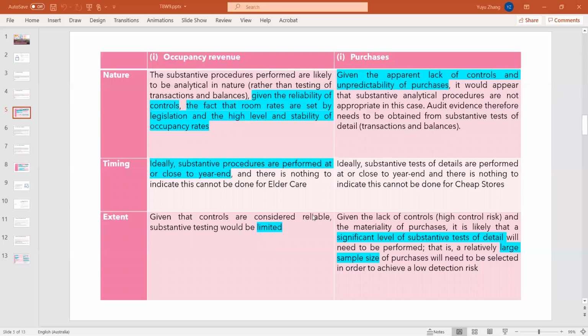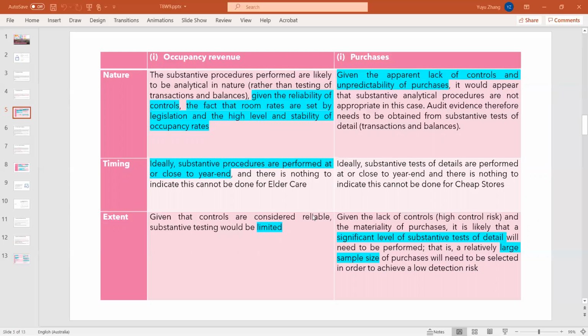Extent, that is how much evidence you're going to collect. Because the control has been quite stable and reliable, we will rely a lot on the internal control of this company, so the level of the substantive test will be quite limited.